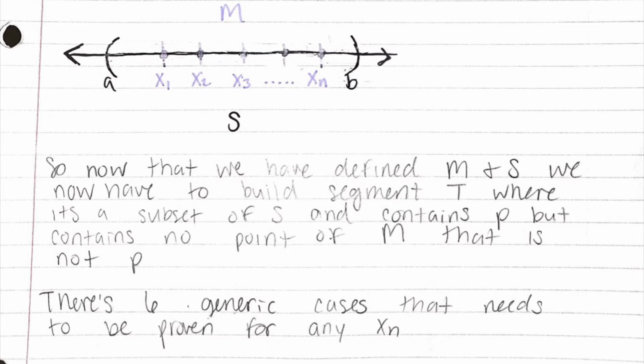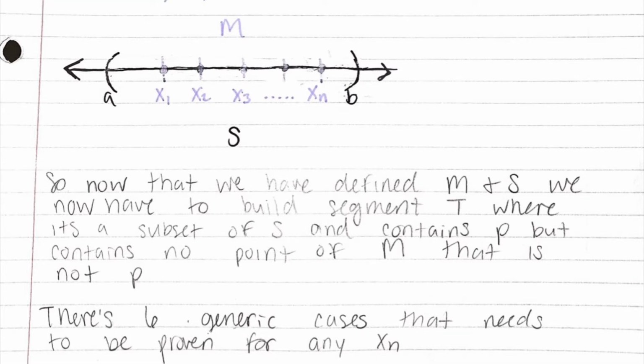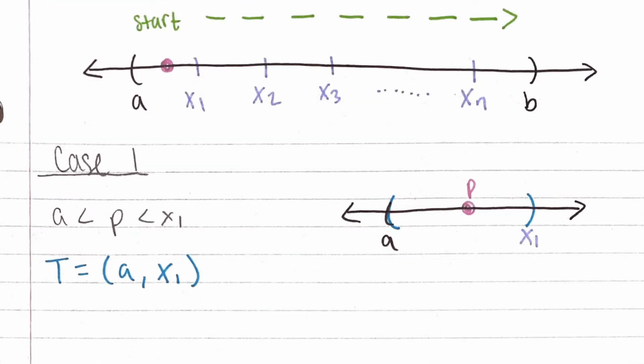We have our M and we have our S. So now we just have to build a segment T where it just contains only one point of M. And there are 6 generic cases that need to be proven for any xn. So now we will be looking at all 6 cases, but so you can follow along better, I'm going to start from the far left side of segment S.